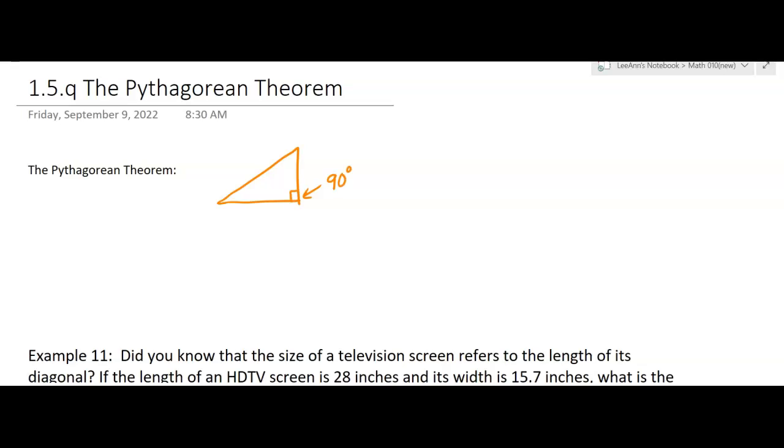It's a 90-degree angle. So this line and this line are perpendicular to each other, and that makes a right angle. Okay? All right, so here we have what's called a right triangle because it has a right angle. If we label the right triangle with the sides being A and B, and the long side, it's called the hypotenuse.